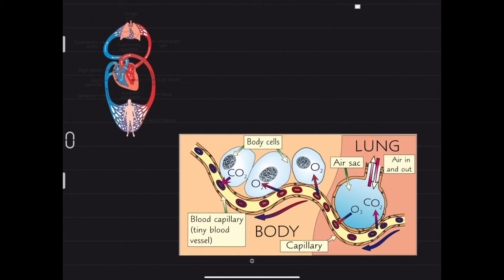And here you can see one section of the lung, and it occurs in the lungs, and these are the air sacs. So this is the capillary network in relation to the double circulatory system, which you can see on the top left hand corner of your screen, how this actually looks if you were to go into the capillary network.